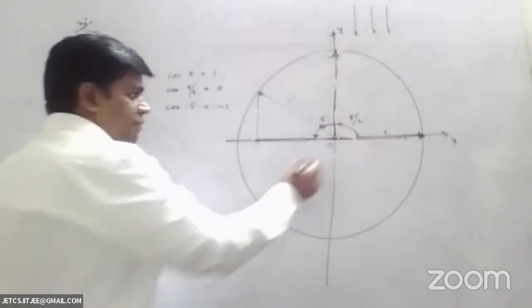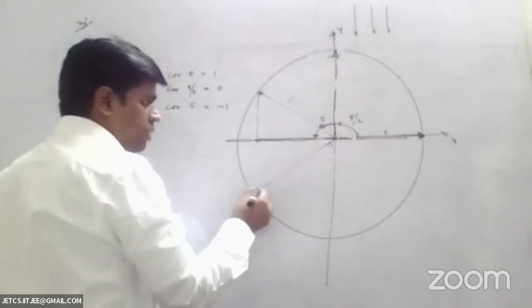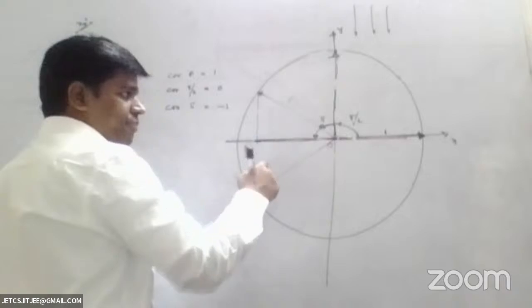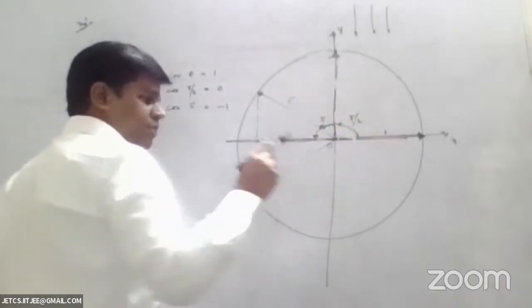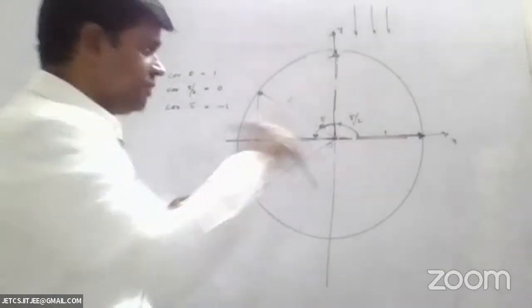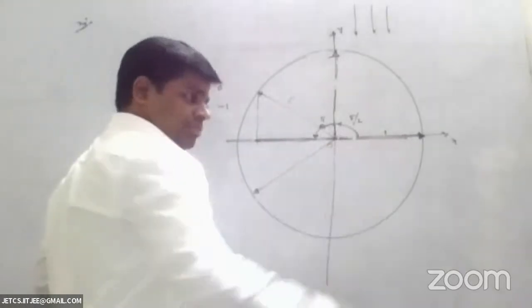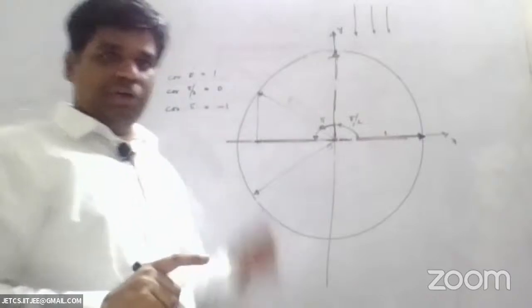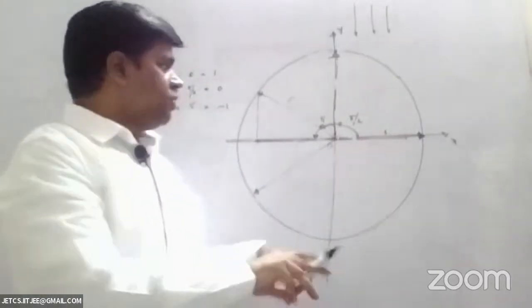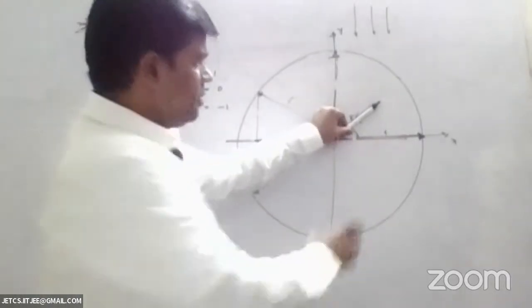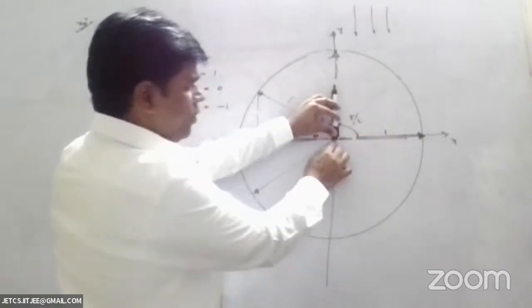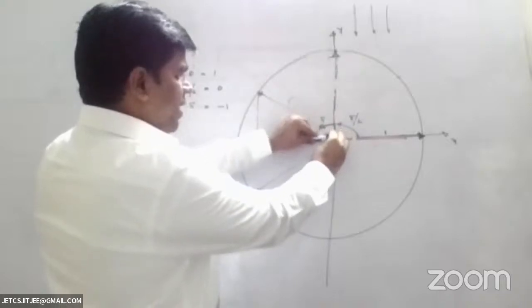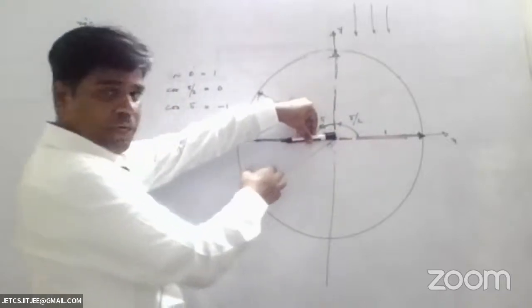Now I further rotate. When I further rotate this angle, my cos is again negative. Cos was positive here. The moment I utter cos, think of the shadow on the horizontal line. This shadow is the cos of the angle. What is cos of pi by 2? Shadow, which is 0. What is cos of pi? This shadow, which is -1.